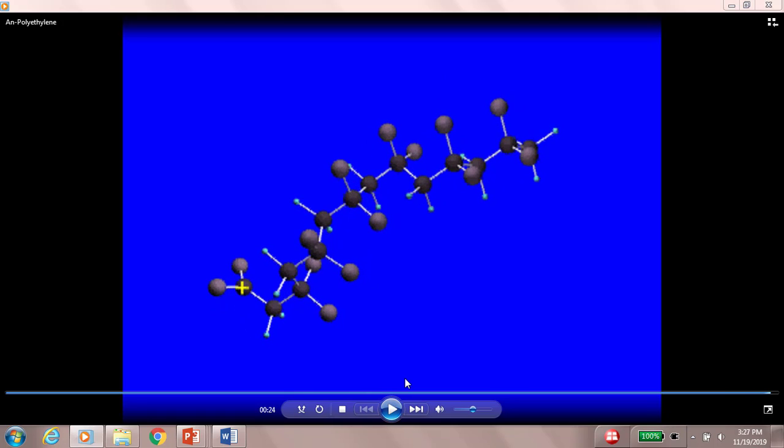And if we look closely at the polymer that's formed, along the carbon backbone, we have alternating carbons with CR2 and CH2. Carbon with two R groups, carbon with two hydrogens, carbon with two Rs, carbon with two hydrogens, two Rs, two hydrogens, and so on. So there's actually a regular arrangement of the atoms in this polymer.